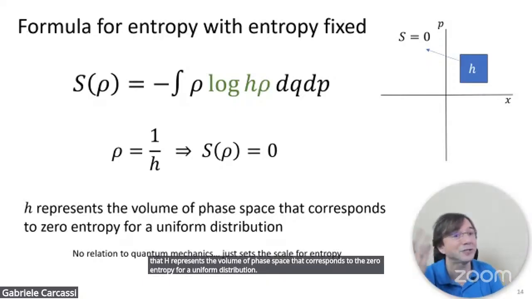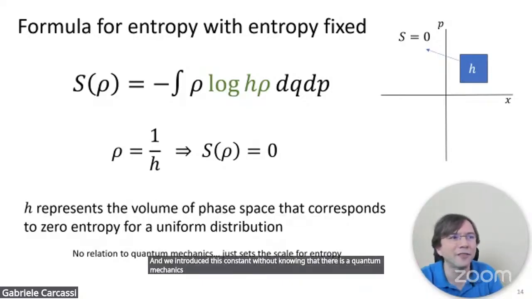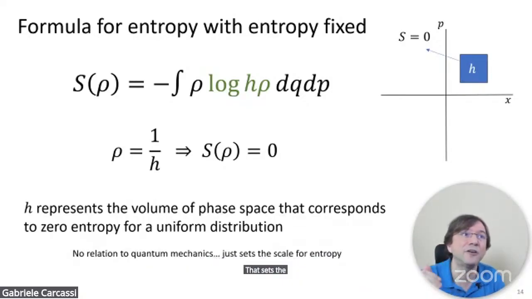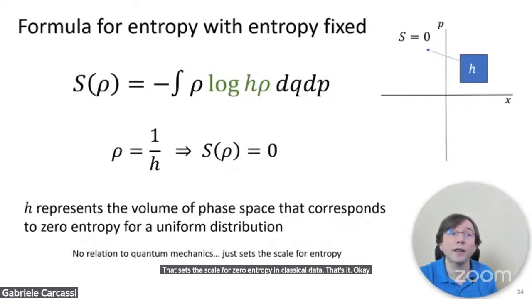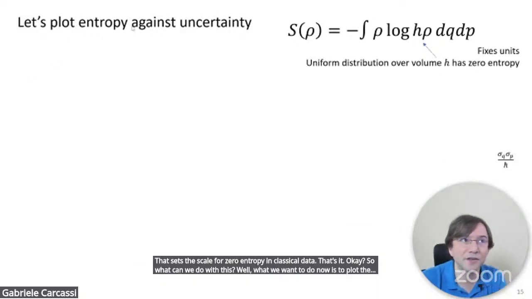And we introduce this constant without knowing that there is quantum mechanics, without knowing anything. It's just the constant that sets the scale for 0 entropy in classical mechanics. That's it. Okay? So what can we do with this? Well, what we want to do now is to plot the entropy against the uncertainty. So we have fixed our units.